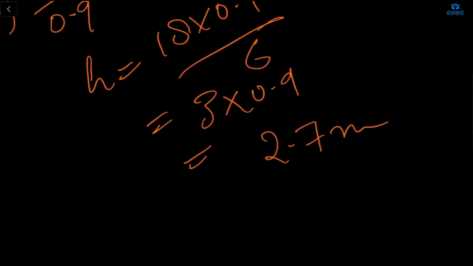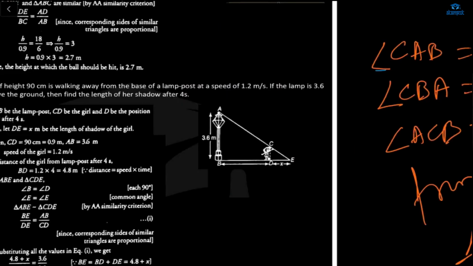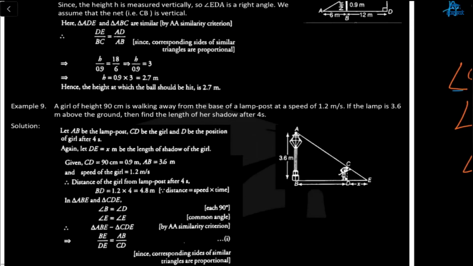Any doubt how you're going to solve this type of question? Okay, so everybody try to do the second one. I want that everybody does the second one. A girl of height 90 centimeter, the height of the girl is 90 centimeter, is walking away from the base of a lamppost at a speed of 1.2 meter per second.